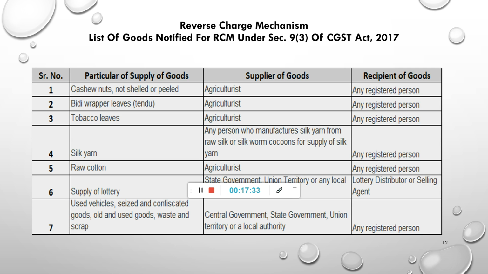There will be no auto-population of details of the GST paid under RCM in GSTR-2, but it will be subject to manual furnishing of details.